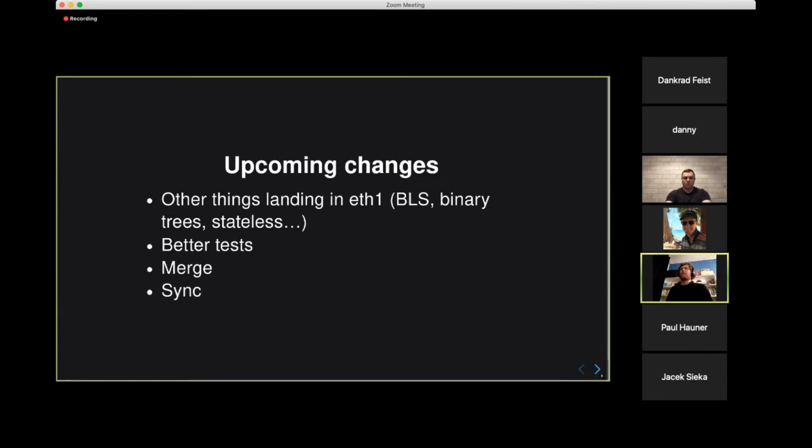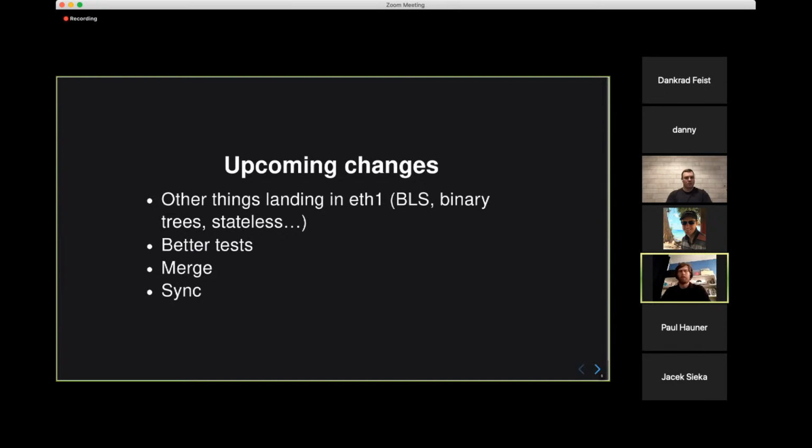Right. So the upcoming changes: there are a few things that are going to come to ETH1 that are necessary, like the ability to read the BLS signatures and to handle binary trees. So all these things are on the way. Now the question is, are they going to happen before the merge or not? That's a big question mark. We're trying not to count too much on that. So it could be that there will still be hexary trees after the merge, but I think BLS is kind of a requirement. So there are some discussions for that, and we would have to wait for that to happen.